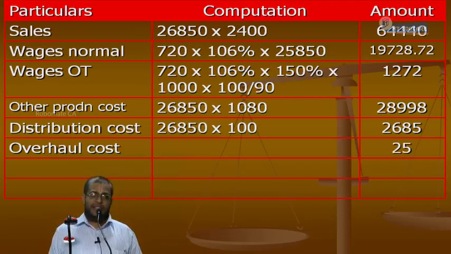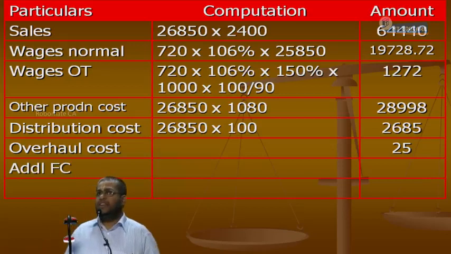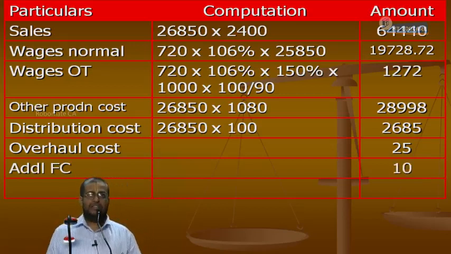Next is what? Additional fixed cost. And I work overtime now, so additional fixed cost. What additional fixed cost? Tell me how much it is? 10,000. It is 10. And fixed cost is 10,000. That is 10. You're right. Numbers are in thousands.